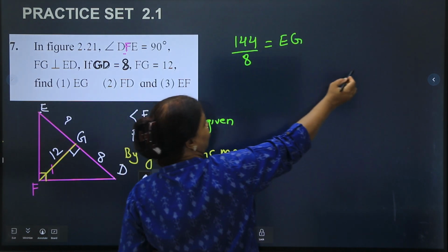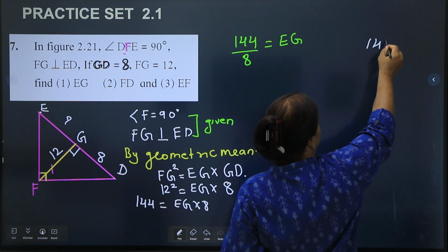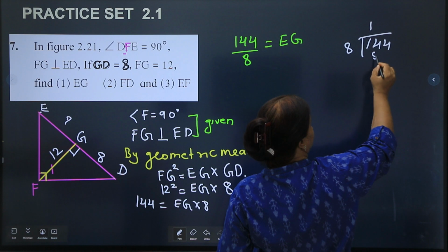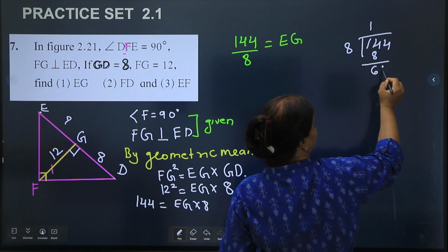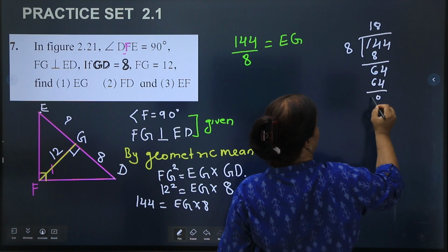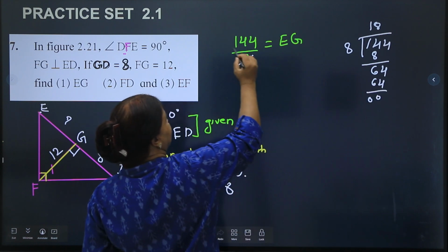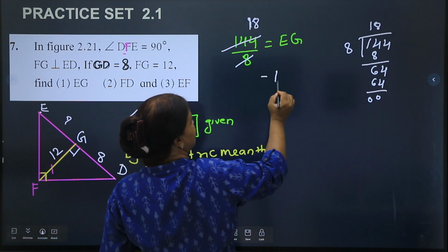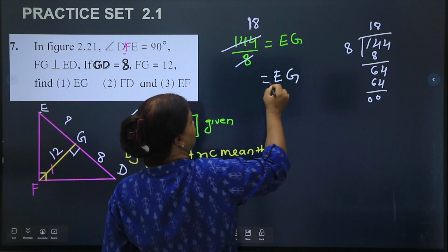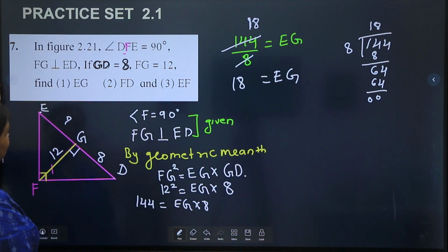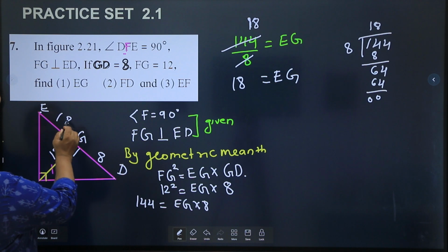So 144 divided by 8. 8 ones are 8, 6, 8 eights are 64, 0. So after division we got 18. Okay, so EG is equal to 18. EG was supposed to be found. We got it as 18.